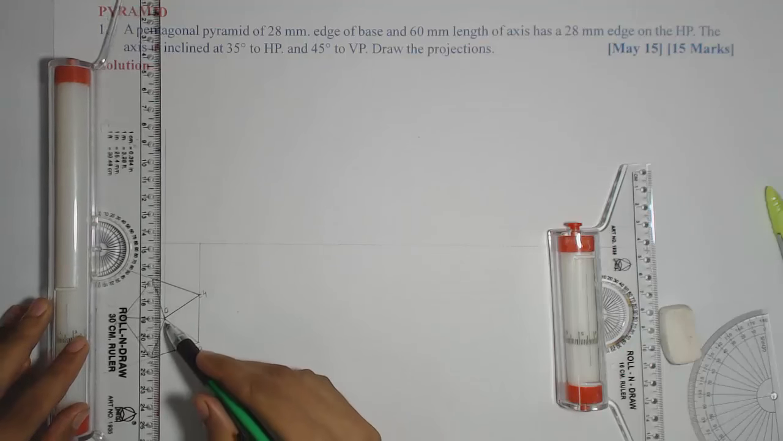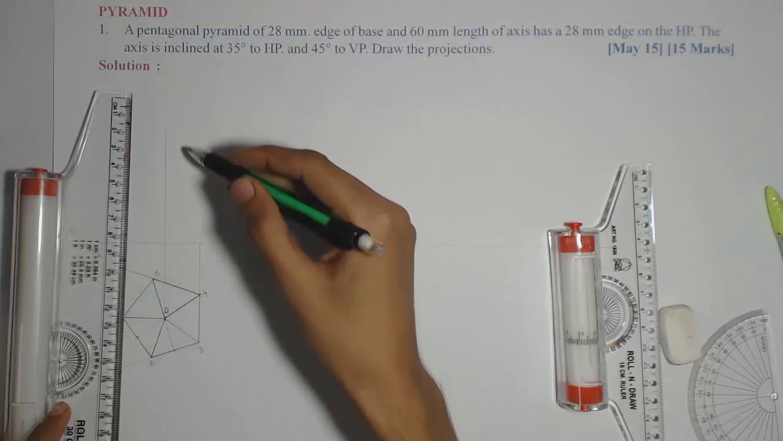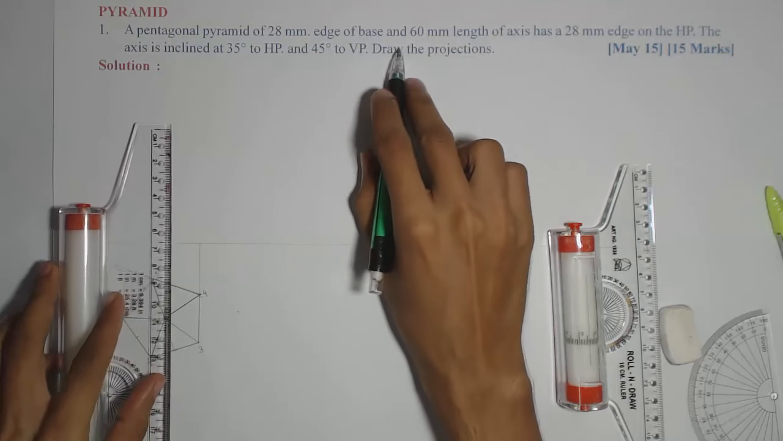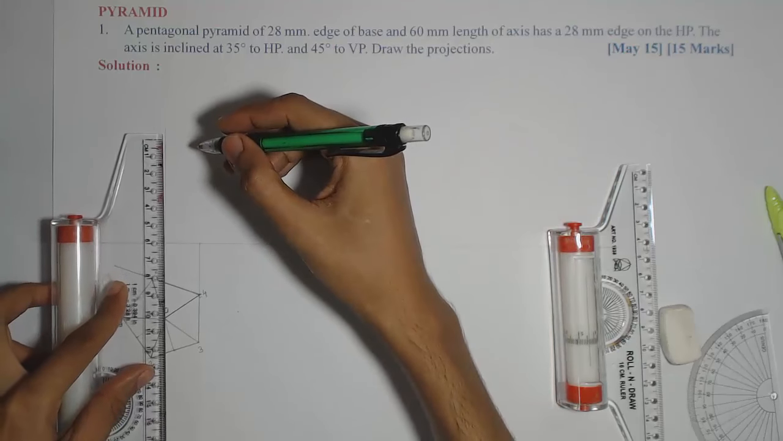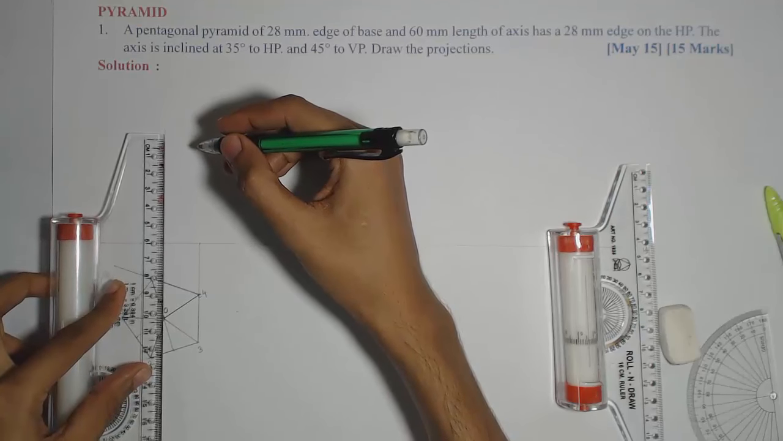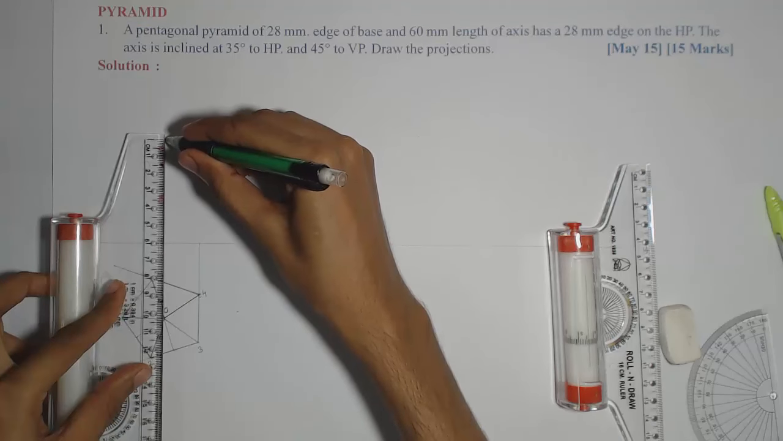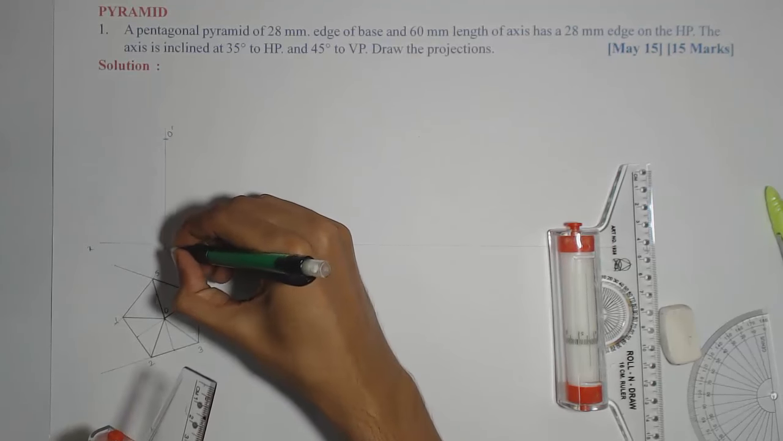So we need to first just extend the axis. No need to extend all the corners up to axis height. Here the length of the axis is 60 mm. So I'll first mark 60 mm on this line. So this marks the apex. So denote it by O dash, and again here O dash.